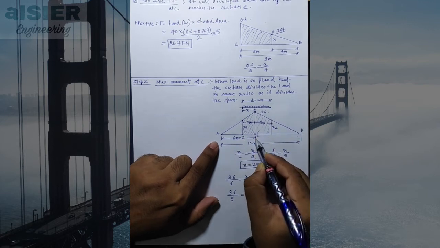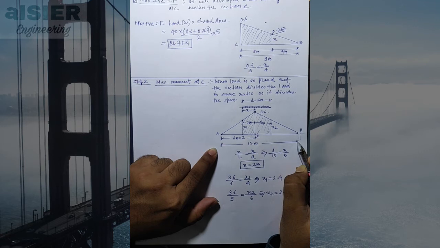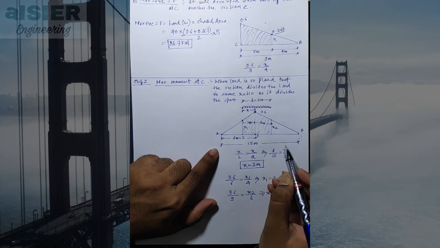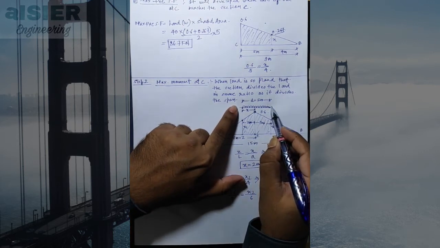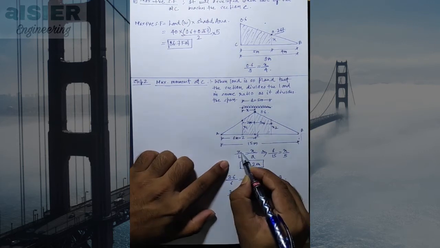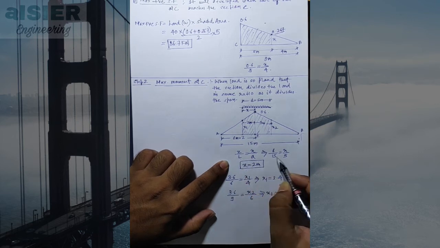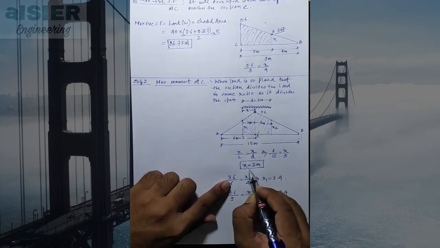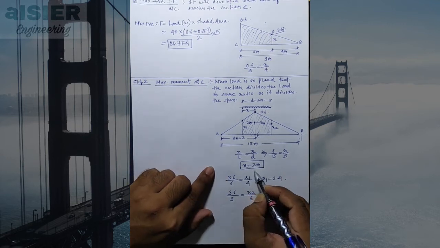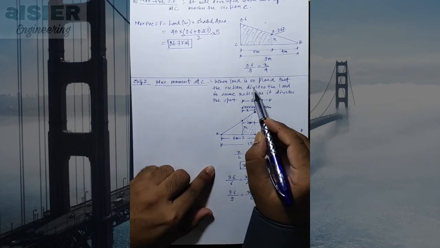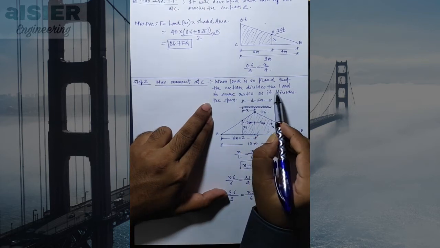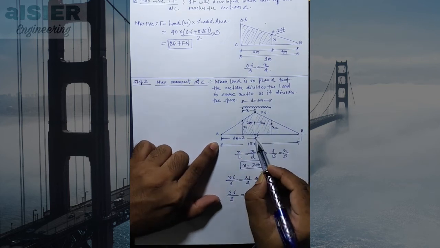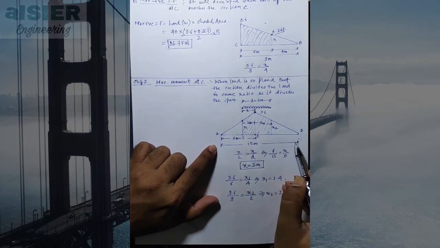Now we know the section is Z and this total distance is 15 meters, that is the span. So Z by L is equal to X by D. We will consider it like this. Z is known to us, that is 6, L is known to us, that is 15, then X, and D is 5. So we will get X equals 2 meters. Okay, we will repeat it again. What is required is that the section divides the load in the same ratio as it divides the span. This means the section must divide the load in the same ratio as it divides the span.